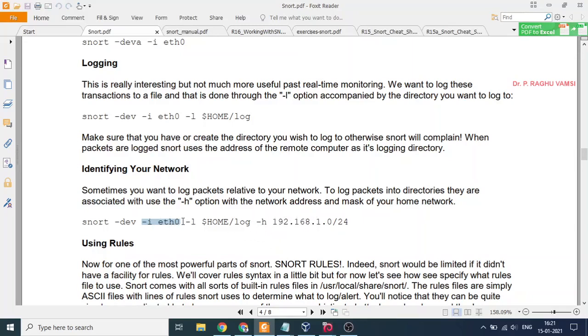That means out of the Ethernet 0 that you have connected to a LAN, you are looking for the host 192.168.1.0, which is your home address, that is your native address. So this address should be recorded in the snort.conf file under the home network. Then it is easy for Snort to look after this IP address.